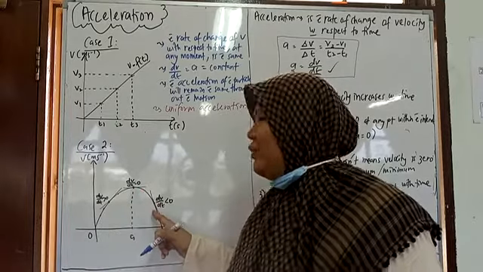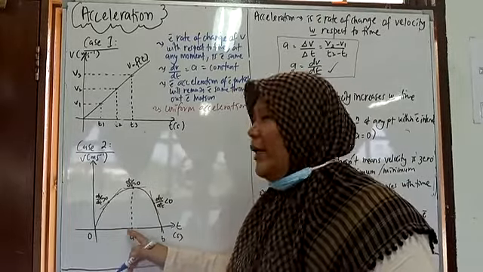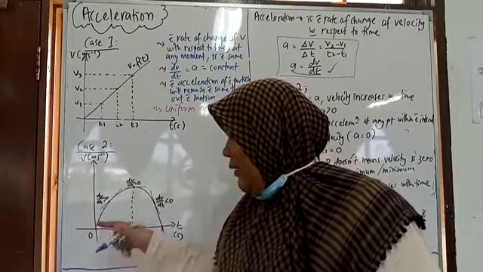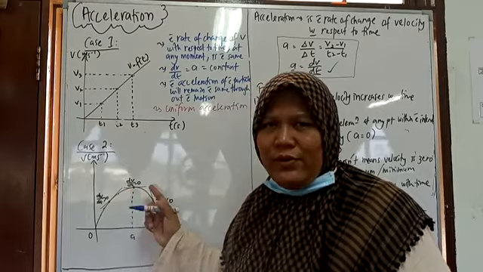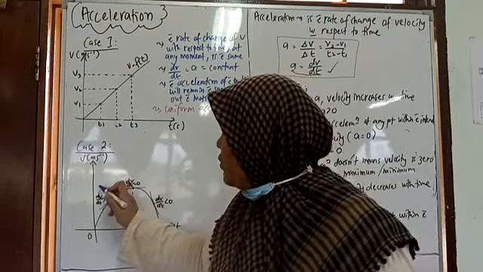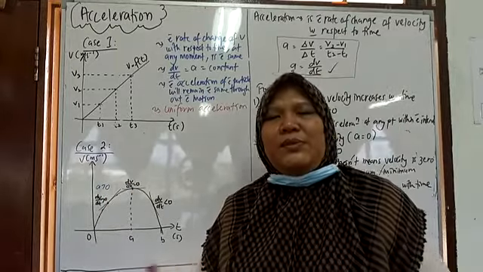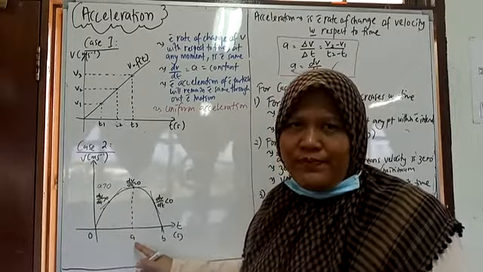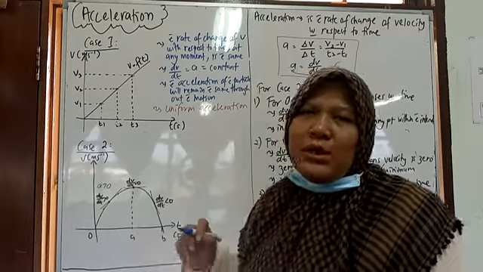With this point, however, when we look at the interval for time 0 to a, the gradient will be positive. The dv/dt will be positive, in which we will say a will be greater than 0. Our acceleration will be positive. However, when t equals a, dv/dt equals 0.